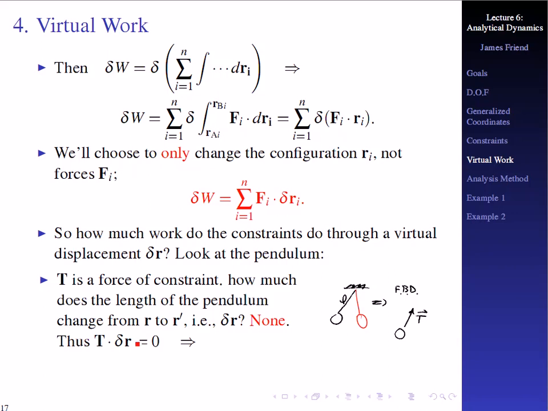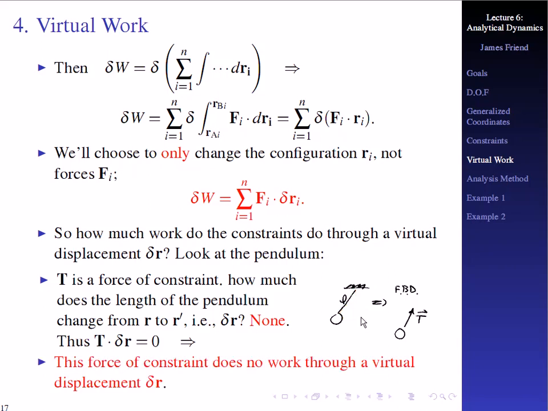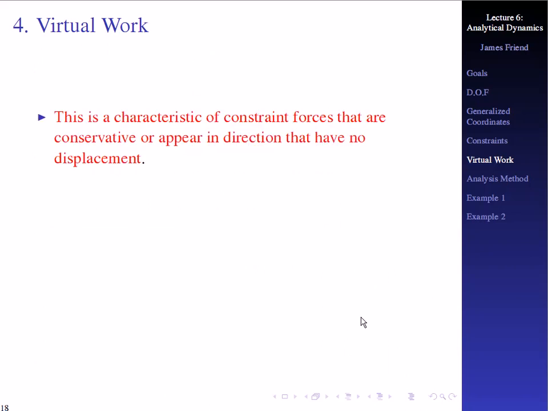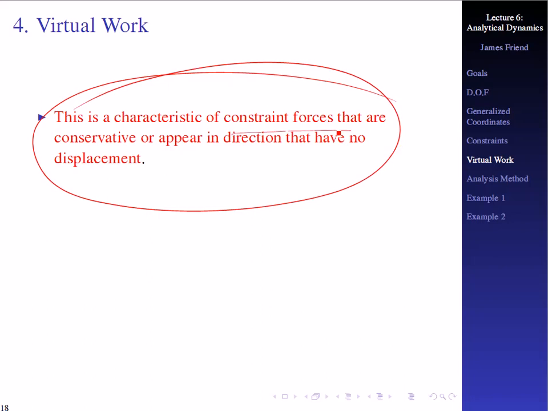So if we take T dot delta R, that's actually equal to zero, because there's no work being done by that force of constraint. There's nothing it's doing. It doesn't have any movement along that particular direction. It moves perpendicular to that direction, but not along the direction of the applied force T. This force of constraint does no work through a virtual displacement delta R. This is a characteristic of constraint forces that are conservative or appear in directions that have no displacement. All right, so remember this. Constraint forces that are conservative or appear in directions that have no displacement will not do any virtual work.